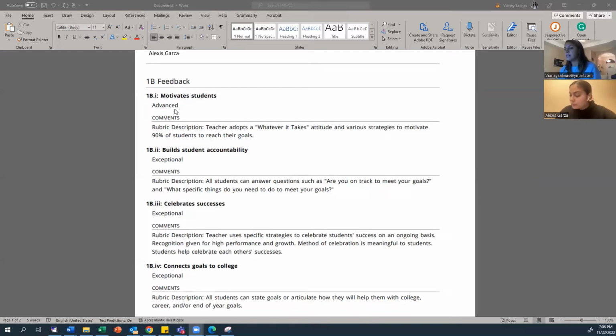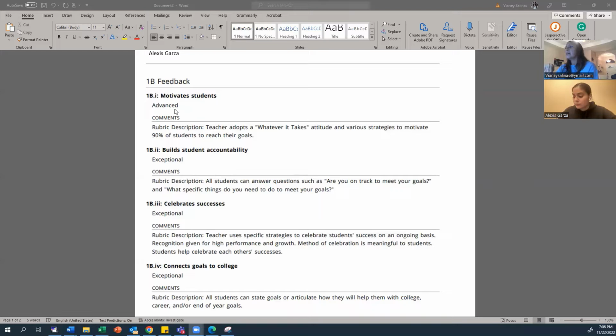It takes a lot of individual one-on-one, and that's what we're talking about, delivering that one-on-one intervention so that you can get those 100% of the students to be involved. For build student accountability, all students can answer questions such as, are you on track to meet your goals? What specific things do you need to do to meet your goals?